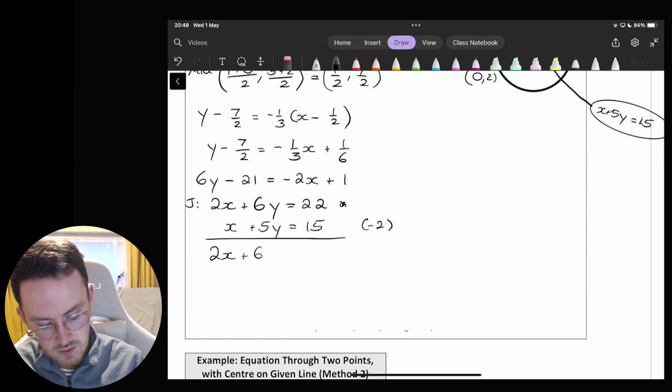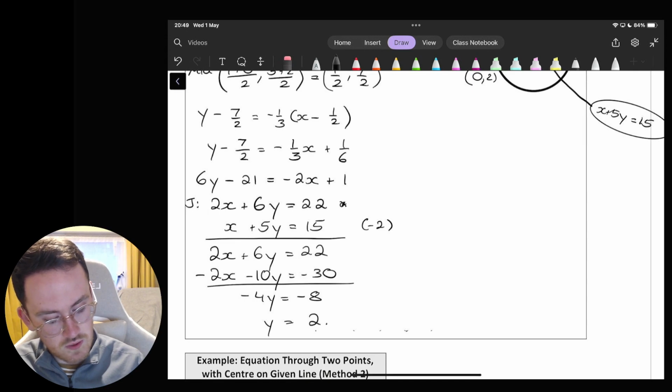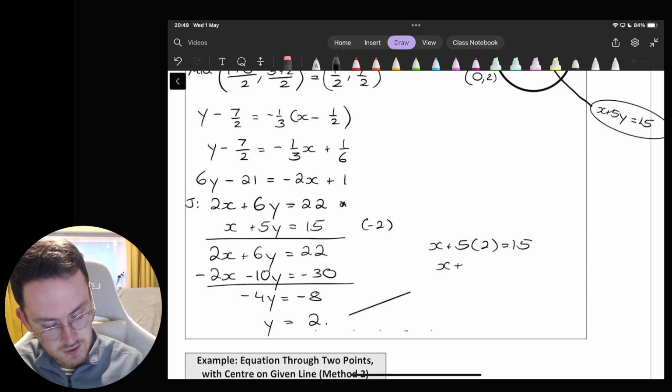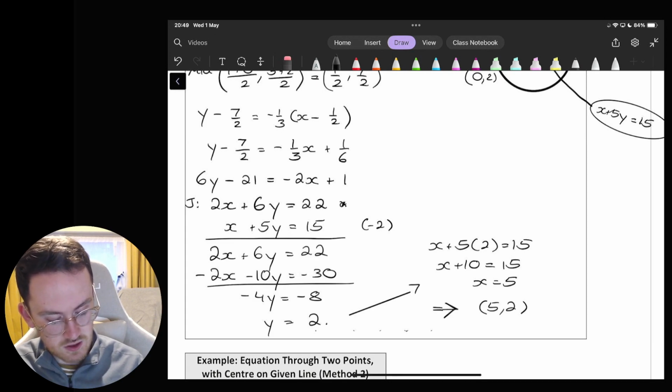So I'm just going to continue it underneath here. 22 minus 2x minus 10y equals minus 30, and that gives me minus 4y equals minus 8, and y equals 2. Subbing that back in then, x plus 5 times 2 equals 15, x plus 10 equals 15, so x equals 5. So I'm ending up with that x, y representing my centre, so my centre is 5, 2.